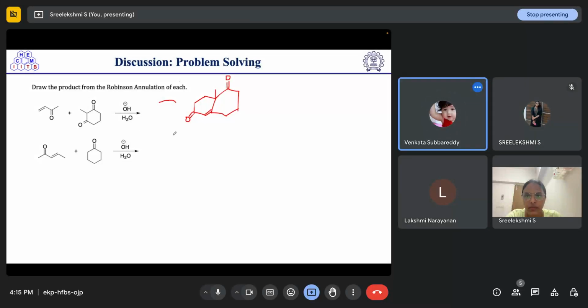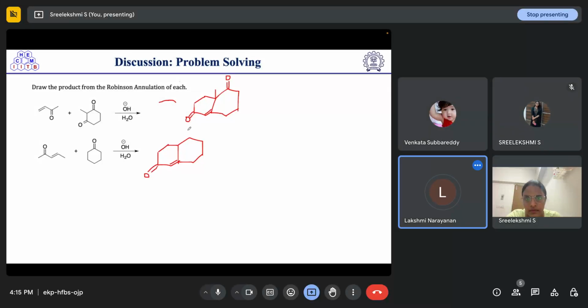What will be the difference between the first product and the second product? There is no methyl in this substituent, but there is one extra carbon here, right? So where will it be coming? The ethyl will come. You can just try drawing the intermediate. So here the methyl will be coming here, right? Yes.